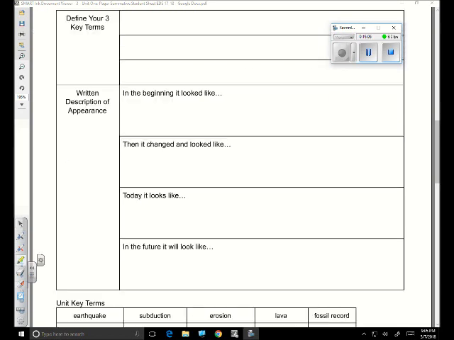So the final section that you need to do is you need to have a written description of the appearance of the white cliffs of Dover. So in the beginning it looked like, and remember what it looked like was this area was under a very shallow ocean. So it looked like that. So in your own words, in complete sentences, you need to describe what is happening here.